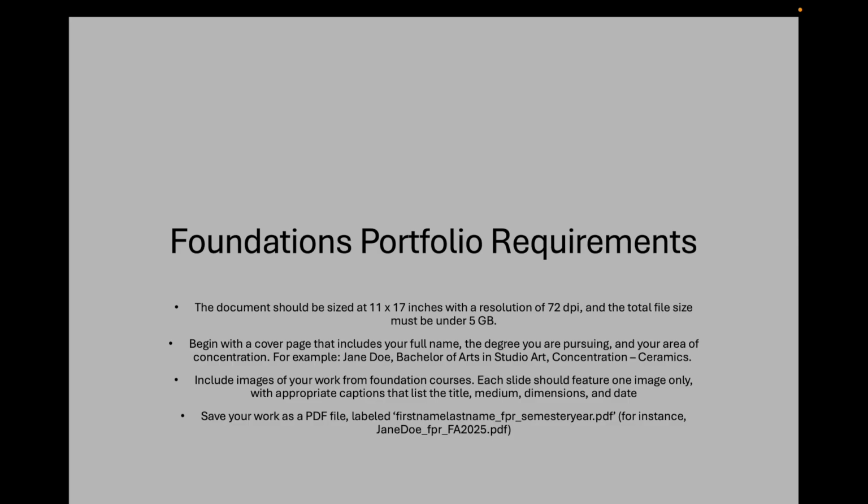Finally, you want to save your work, as I've already mentioned, as a PDF, and you want to use a particular structure for the way that you title it. It should be first name, last name, all one word, underscore FPR for Foundation Portfolio Review underscore semester year dot PDF. So for instance, Jane, capital J, Doe, capital D, all one word, underscore, FPR, underscore, and then the season, fall or spring, and 2025, depending on which semester you're submitting. So either fall or spring.